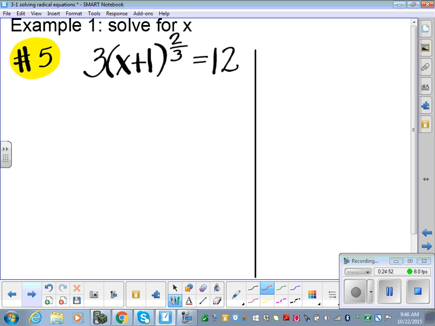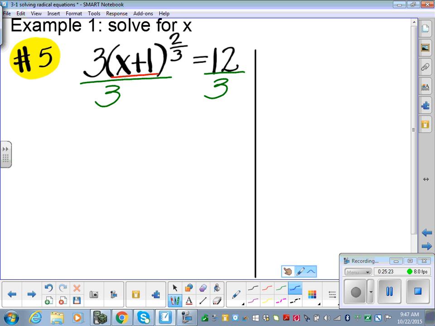Now the steps I gave you to begin with are the same here. We've got to isolate the radical. So let's look at this. What part is the radical? Well, we know rational exponents are radicals, right? So all this stuff is in the radical. Is everybody okay with that? Okay, so we've got to get the radical completely by itself. So what should I do? Good, divide both sides by 3.